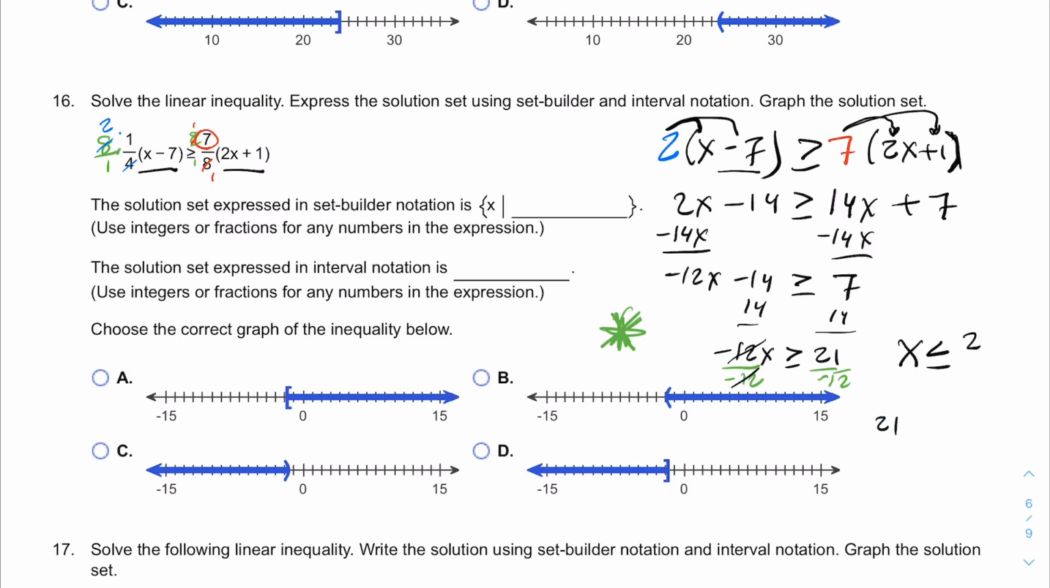It's going to be a negative value. Let me just make sure we don't lose that negative. Positive divided by negative is negative. Now 21 over 12, right? Do we see some common factors? How about 3 times 7 is 21 and 3 times 4 is 12, so the common 3's will reduce. So x is less than or equal to negative 7/4. Nice. The set of all x such that x is less than or equal to negative 7/4 is our set builder.